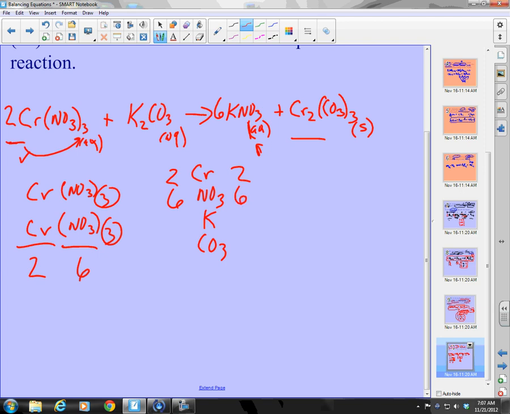How many potassiums do I have on the left? It looks like I have 2, and over here I have 6. So what does that mean? Well, that means my coefficient over here on the left can't be right. If I have 2 already and I need to get 6, what do I do? Put a 3 in front of that. So now I have 6 potassiums, and 3 times 1, I have 3 carbonates. How many carbonates over here?